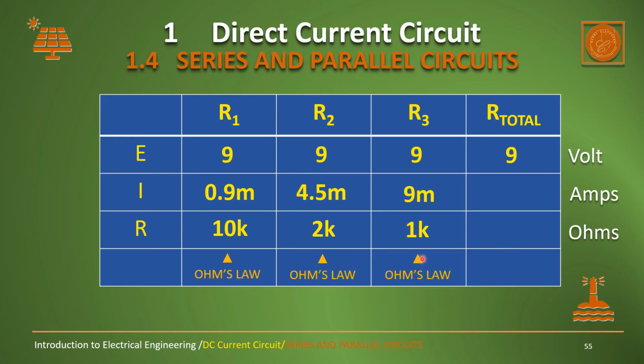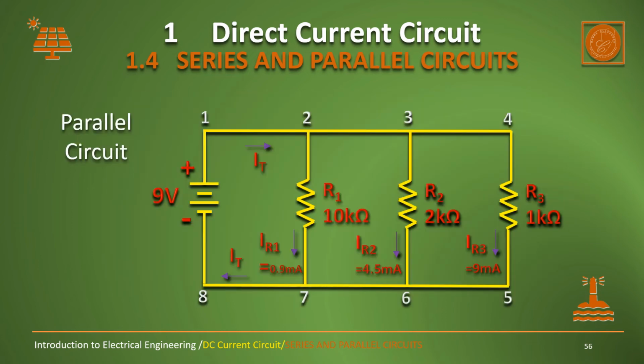Let's take a look at the parallel circuit again. The total current flows out from the positive terminal of the battery at point 1 and traverses through the circuit. Some of the flow splits off at point 2 and goes down through R1 to point 7, and some more splits off at point 3 to go down through R2 to point 6, and the remainder goes down through R3 to point 5.